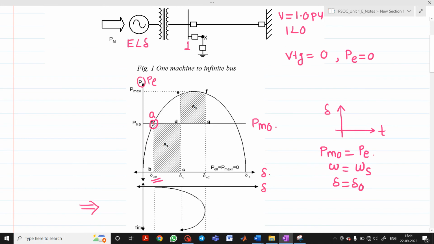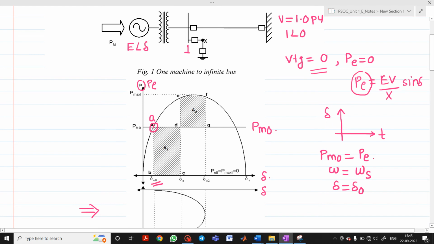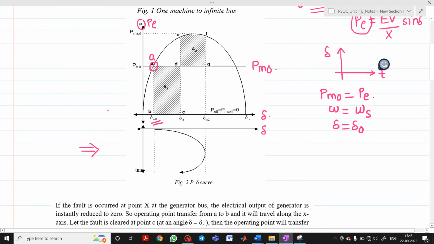Now when the fault occurs at point X, we already discussed that point X is adjacent to bus bar 1, so we will treat this as the fault being on this bus bar only. So the voltage will be 0, and we know that PE is equal to EV upon X into sine delta. As the voltage is equal to 0, this term PE will also be equal to 0. So whenever there is a fault, the nature of the curve will be shown like this.